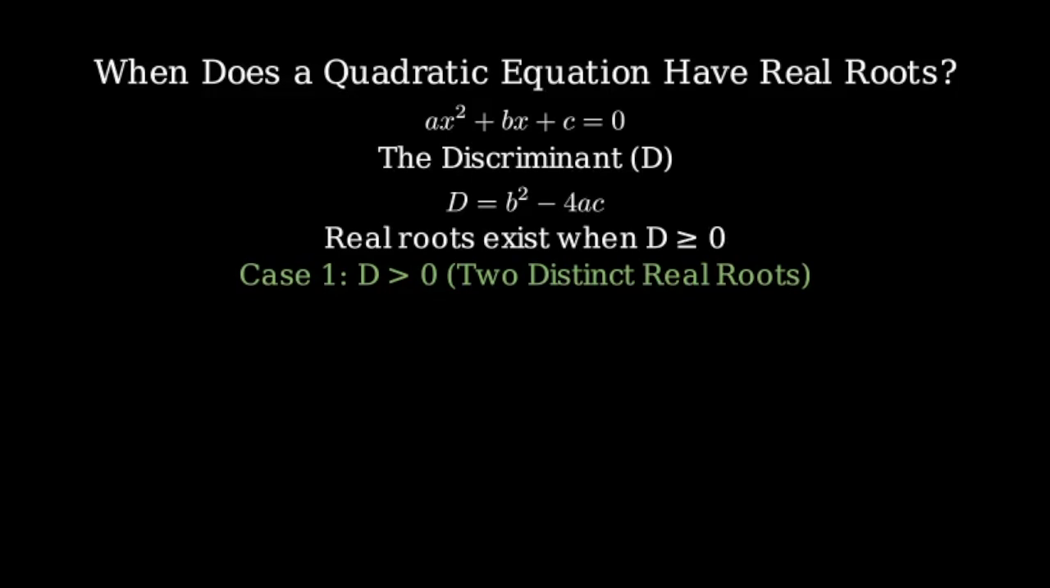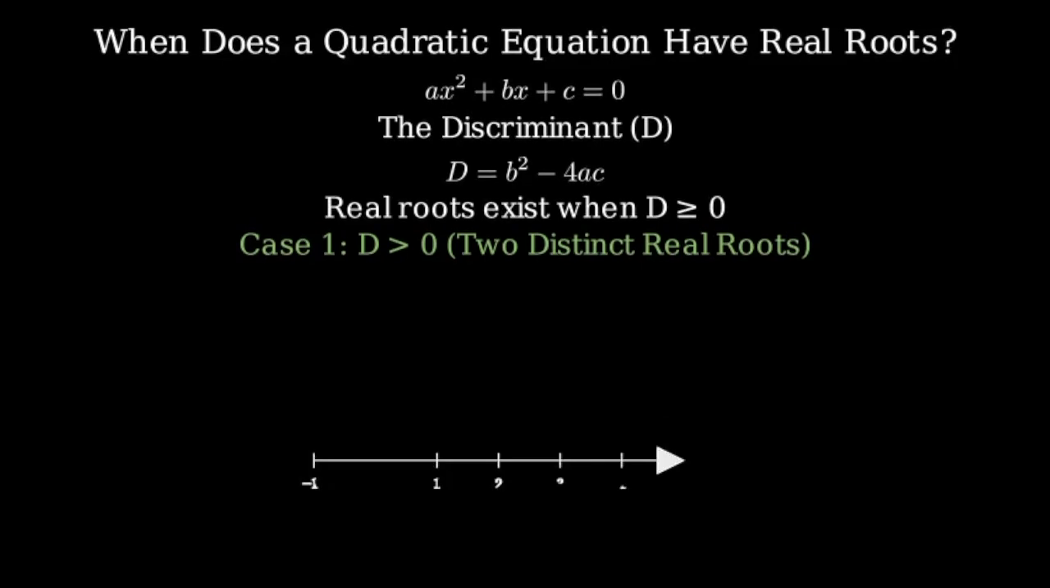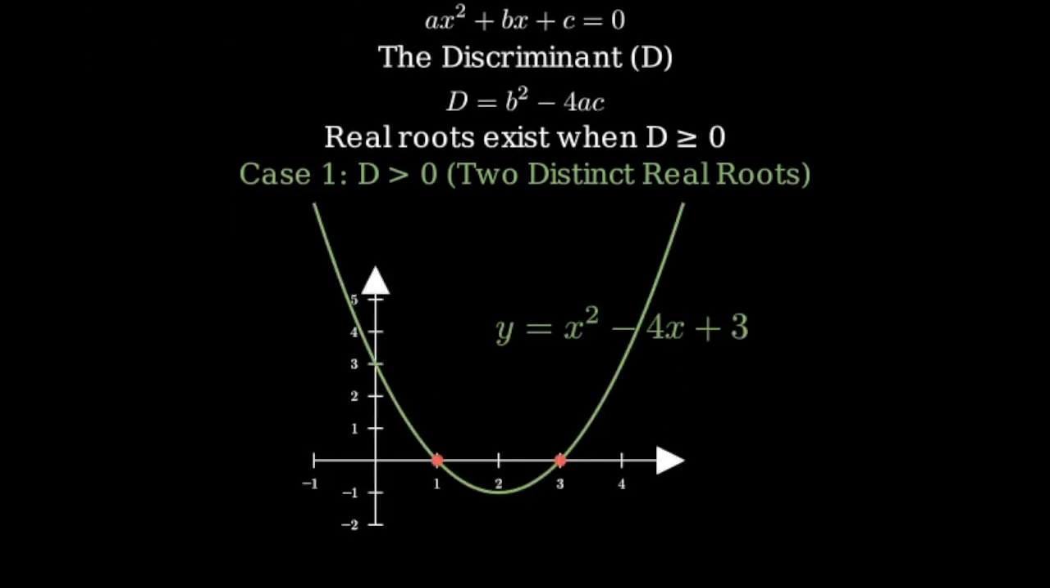If D is greater than 0, the quadratic equation has two distinct real roots. Visually, this means the graph of the quadratic function, which is a parabola, intersects the x-axis at two different points.